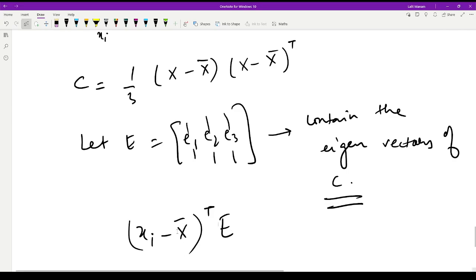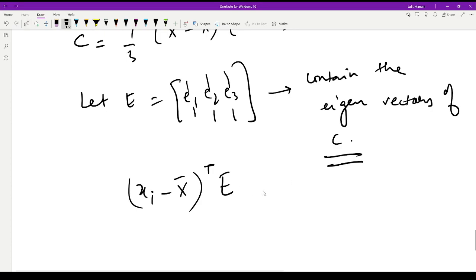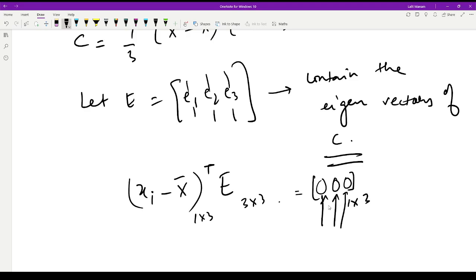So this gives us projection on what? What is this? This is a 1 cross 3 vector, and this is a 3 cross 3 matrix. So this gives us some 1 cross 3 vector, right? So each of these components represents what? Reduced dimension of the data point.